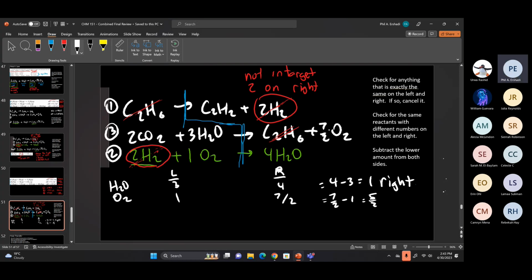But you might notice that on the right, it's going to leave something behind, because we can take 7 halves, subtract 1. So remember, we're only canceling the lower number from the other side. We're saying, okay, if we canceled one of those oxygens, how many would we have left? And because it appears on the right side, we're going to end up with 5 halves on the right.